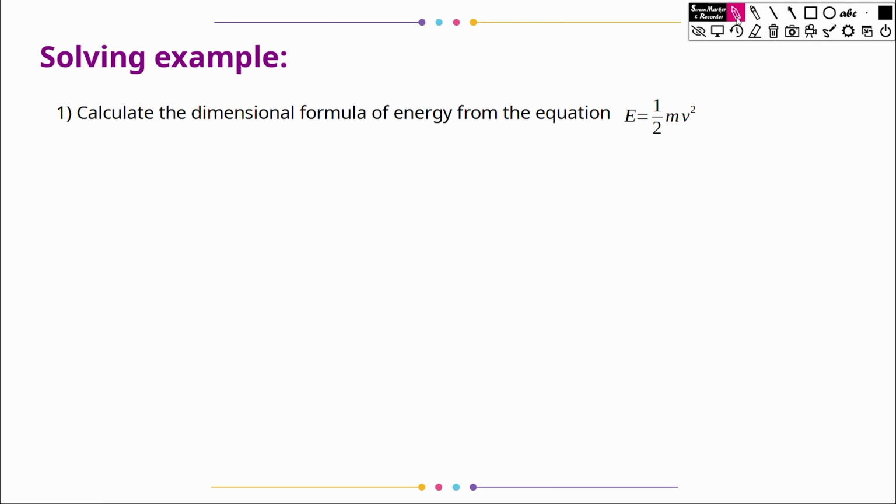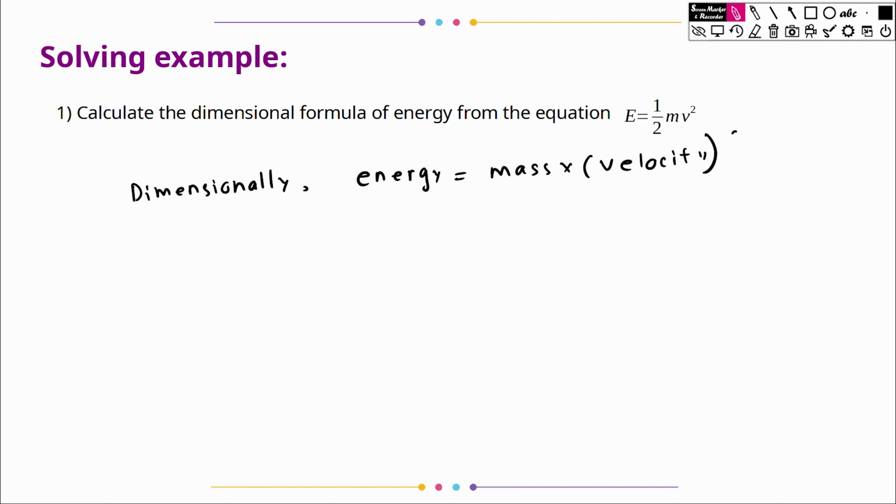We'll take an example and try to solve it. The problem is to calculate the dimensional formula of energy from the equation E equals half m v square. So dimensionally we can write energy is equal to mass into velocity square. Now the half we are not considering because it is a number and a number has no dimension.